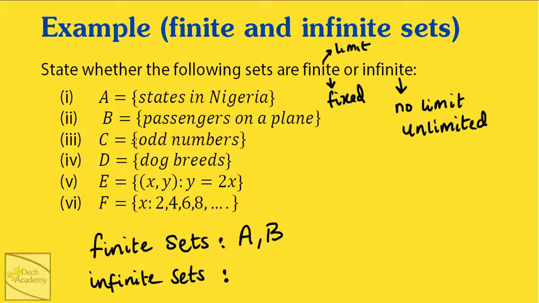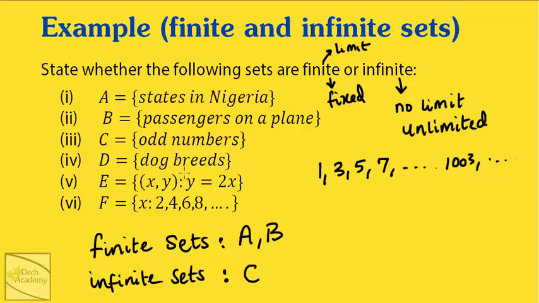Set C is a set whose elements are odd numbers. So odd numbers like 1, 3, 5, 7. And the truth is, we can actually keep going. 1003. You can keep going on and on. There's an infinite number of odd numbers. So set C is infinite. It's an infinite set.